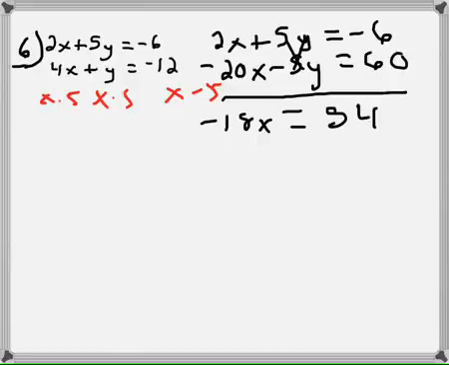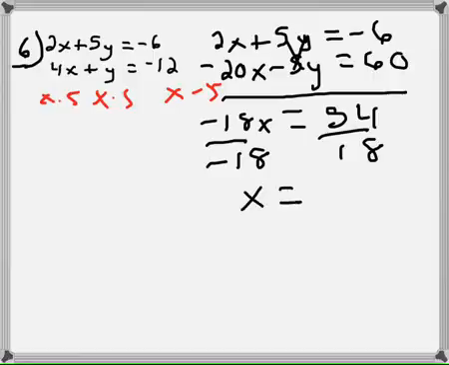Okay, I need the x by itself. This is multiplication. What's the opposite of multiplication? If you said division, you're correct. So I'm going to divide by 18 here and divide by 18 here. x equals, I'm pretty sure 54 divided by 18 is 4, but I'm going to double check on a calculator. I was wrong. 54 divided by 18 is 3.